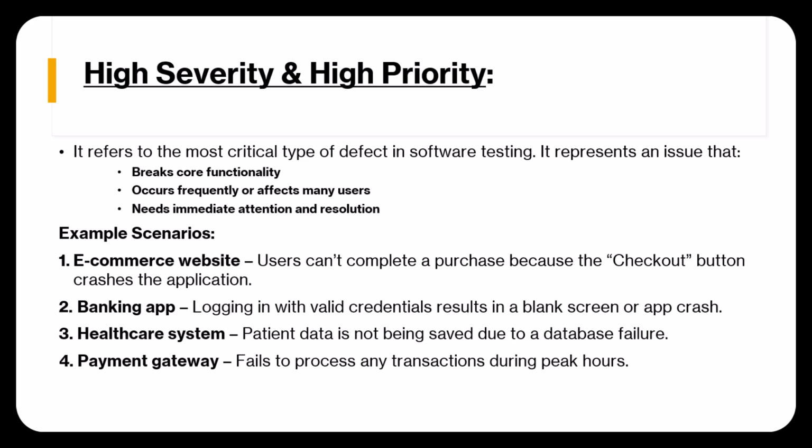Give an example of a high priority and high severity defect. Here I have given all these things. High priority and high severity refers to the most critical type of defect in software testing. It represents an issue that breaks the core functionality, occurs frequently, and affects many users, and needs immediate attention and resolution. All these things a defect covers means it comes under high severity and high priority. Example scenarios I have also given.